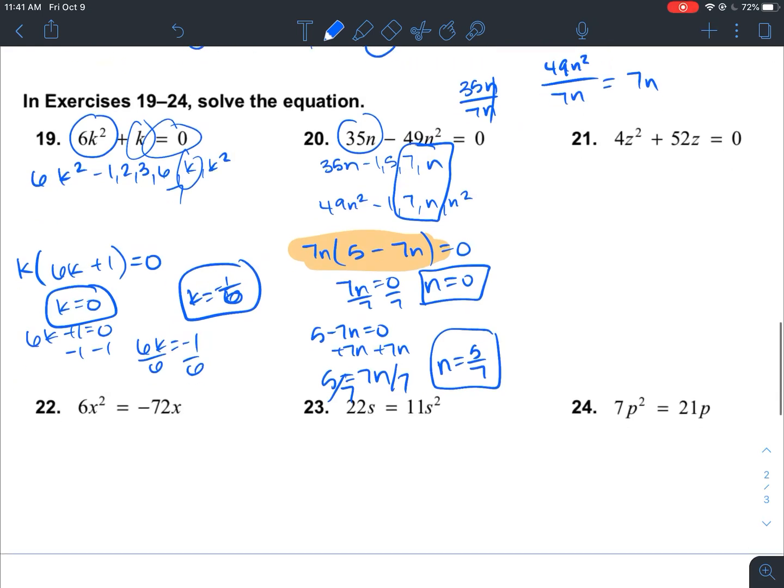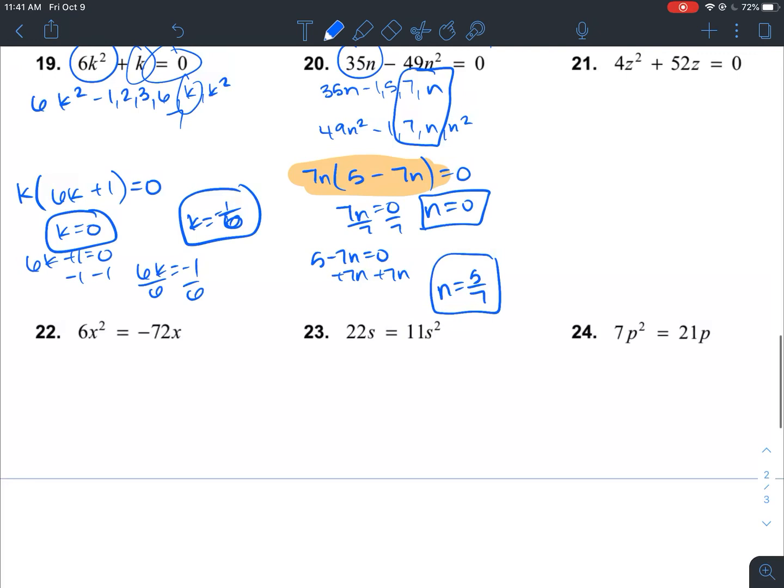Okay, let's do one more. Let's go to number 23. So for 23, we have 22s equals 11s squared. What I'm going to do is subtract this 22s from both sides. So now I have 11s squared from over here minus 22s, and now that's going to be 0, so equals 0.